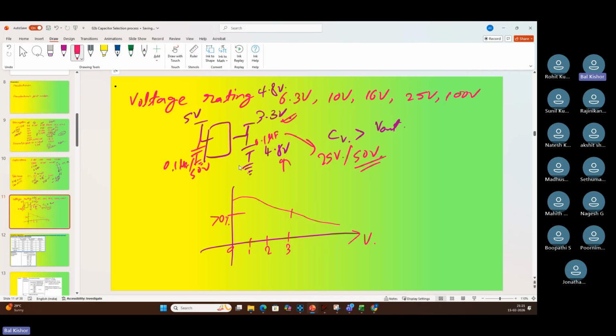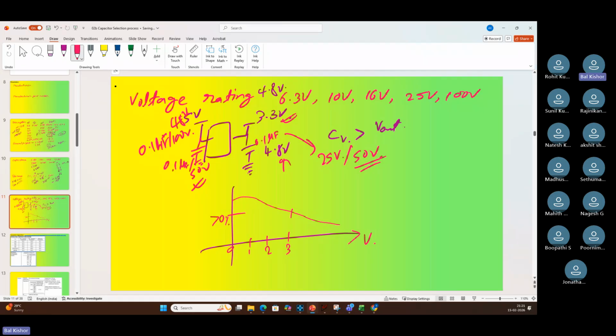Okay. But if you have to be very specific, you can go ahead with 0.1 microfarad 50 volt this side, 0.1 microfarad 25 volt this side, because it is lower voltage. But what if you have, let's say, 48 volt input this side, then you cannot go ahead with 50 volt. What you have to choose is 0.1 microfarad, 100 volt. Okay.